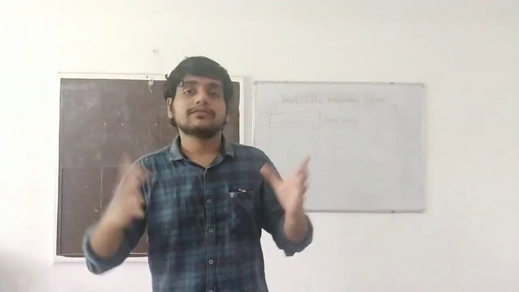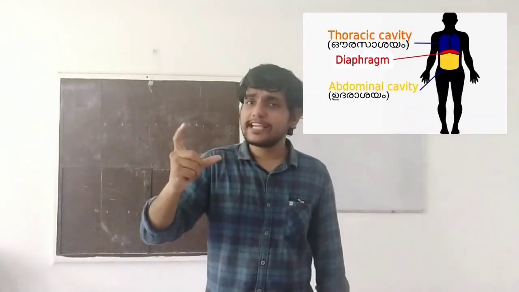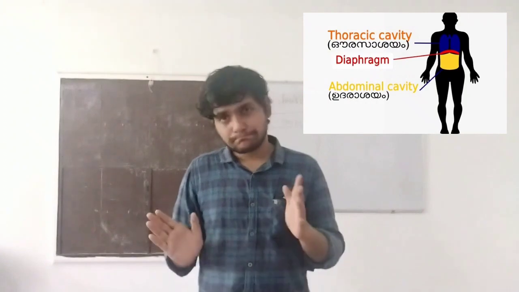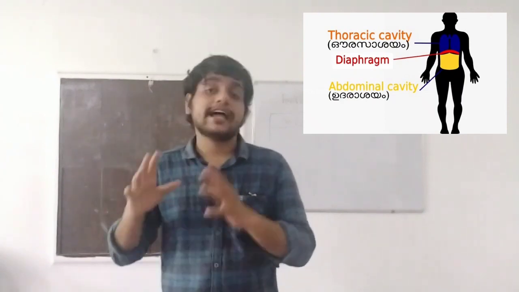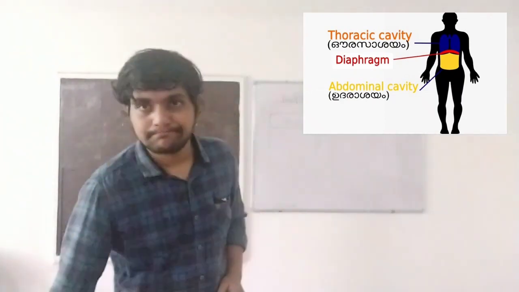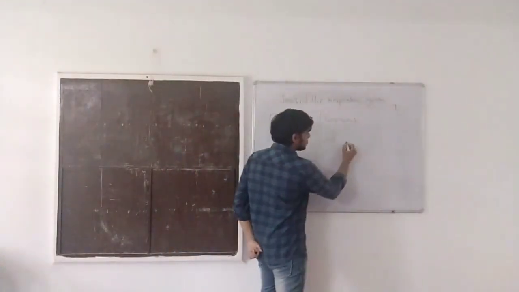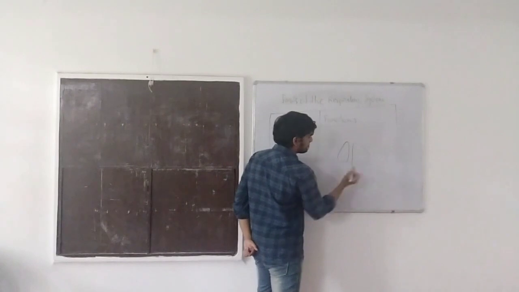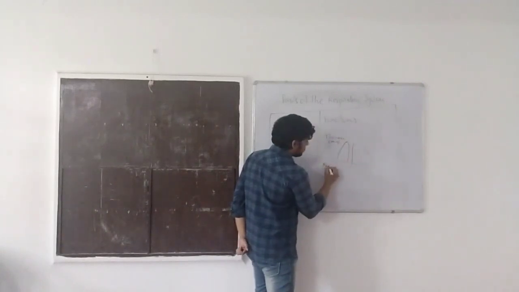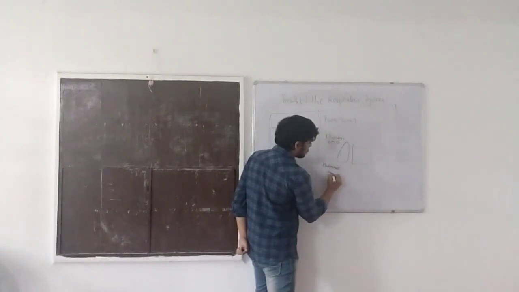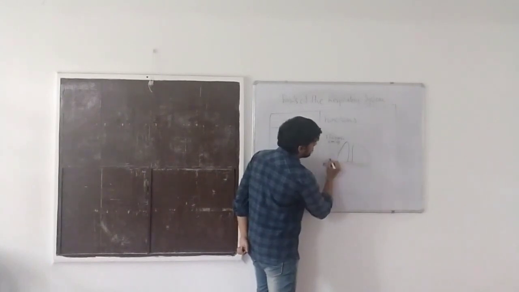Okay, above the lungs, there is the thoracic cavity, and below there is abdominal cavity, and in the middle there is the diaphragm. The diaphragm supports the lungs. Okay, I will show you. If the lungs are like this, first there is thoracic cavity, and below is abdominal cavity, and in the middle the diaphragm is there. Okay, the diaphragm holds the lungs.